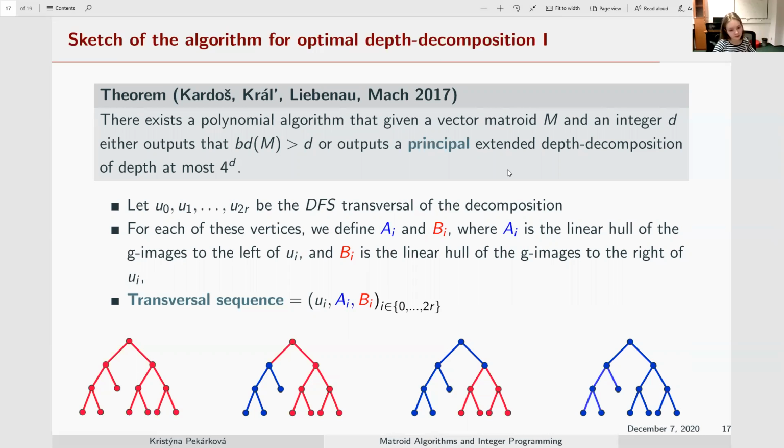So what we do, first we label the vertices, taking them in a way that they form a transversal of the decomposition this approximate one would give us. And for each of the vertices, we define sets A_i and B_i, where A_i, as you can see in the picture, is the linear hull of the G images on the left of U_i. So for example, if U is this vertex, then it's on the left, and B_i is the linear hull of the G images on the right of U_i. And so how does the algorithm go? We would like to iteratively, based on the information we have for each U_i, construct some part of the decomposition. To do this, we cannot do it in a naive way and store all the trees and the mappings, because that would not be feasible and would not be an FPT algorithm. So to store the partial decompositions, we need something smarter, and for this we need something called frontiers.